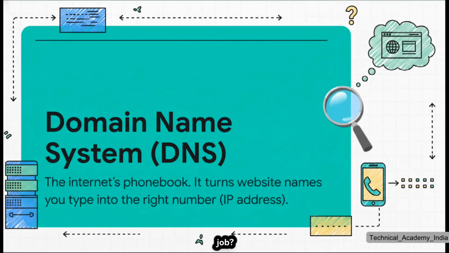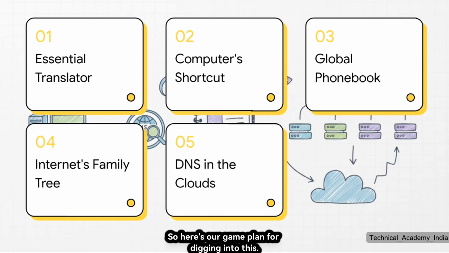And that translation job? That falls to the hero of our story, the Domain Name System, or DNS for short. The absolute best way to think about it, and we're going to keep coming back to this, is that DNS is the internet's phone book. It just looks up the name you give it and finds the right number so your computer can make the call.